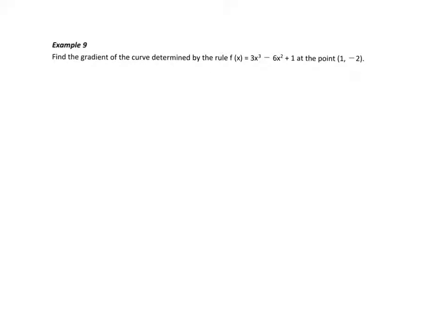In example 9, we're asked to find the gradient of the curve f of x equal to 3x cubed minus 6x squared plus 1. So that's the same curve as in example 8, but it is different in this case because we're doing it at the point when x is equal to 1, y is equal to negative 2. So we want the gradient at a point.